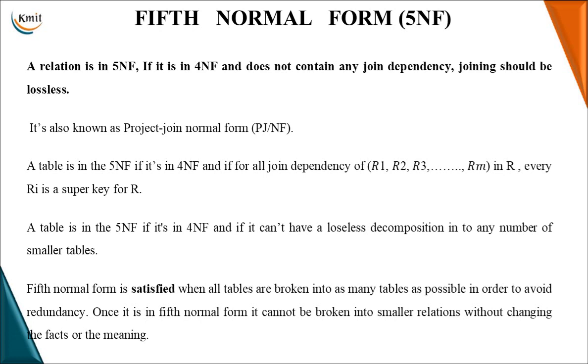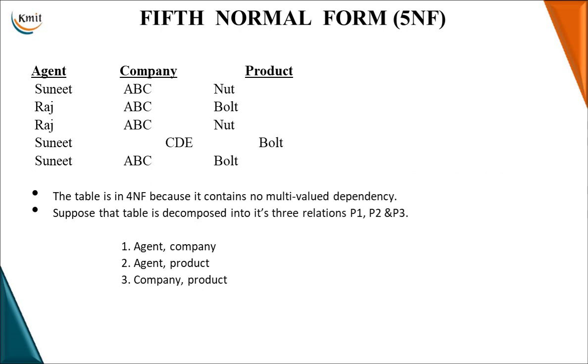You divide them in such a way that when you combine all of them, you get back your original table. And remember, no more division is possible beyond that, because these are the smallest divisions that are possible. Now let's see an example: agent, company and product. So we divide them into three different tables with all the combinations: agent and company, agent and product, company and product. So which company gives which product, which agent is associated with which company, and what product he buys.